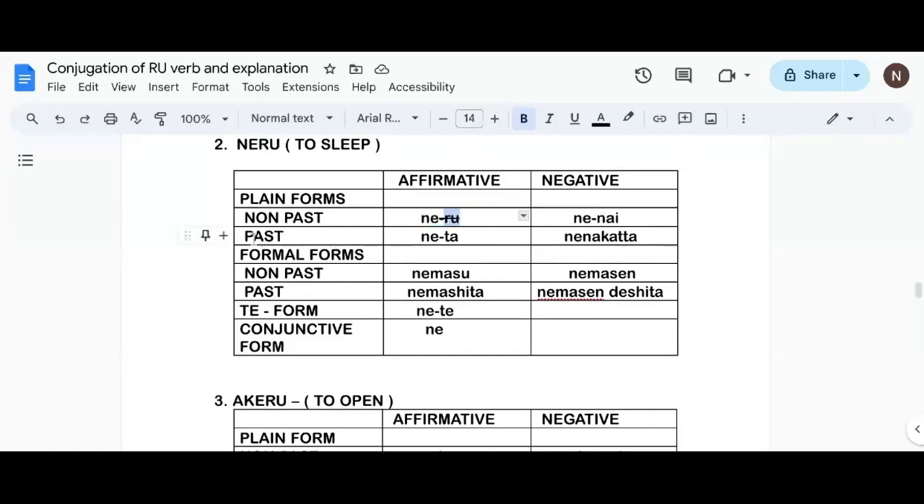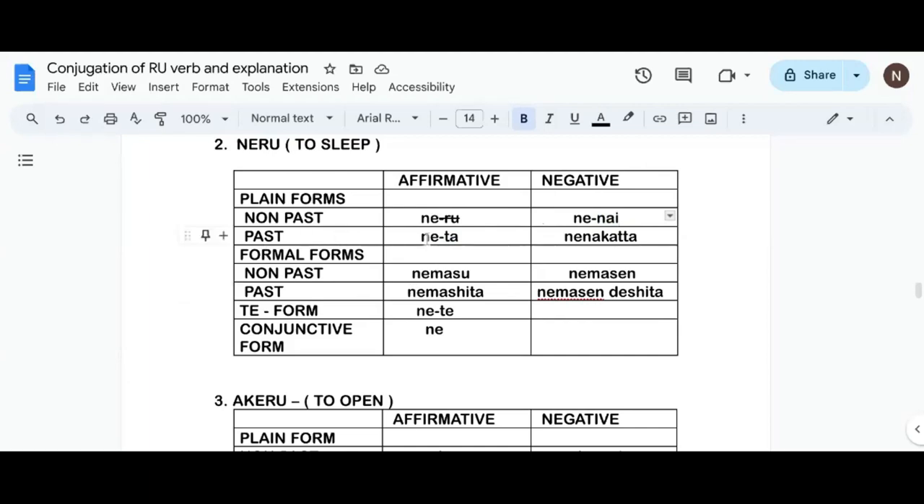And then if you want to get the past in your plain form, just add the ta. It will become past tense. Neta. Now in your negative, just add the nai again, drop the ru, get only the ne, and then add the nai. Ne nai. I will not sleep.